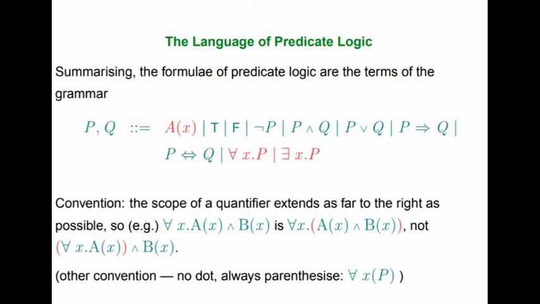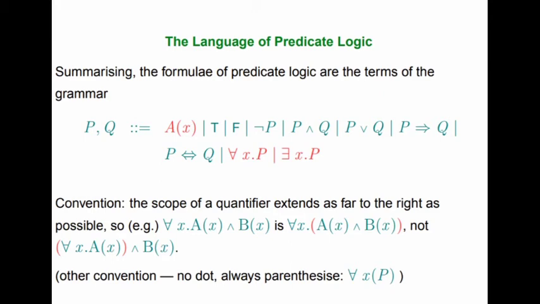Summarizing, the formulae of predicate logic are the terms of the grammar. P and Q is defined as A of x, true, false, negation of P, P conjunction Q, P disjunction Q, P implies Q, and P if and only if Q. For all x P, there exists x P.